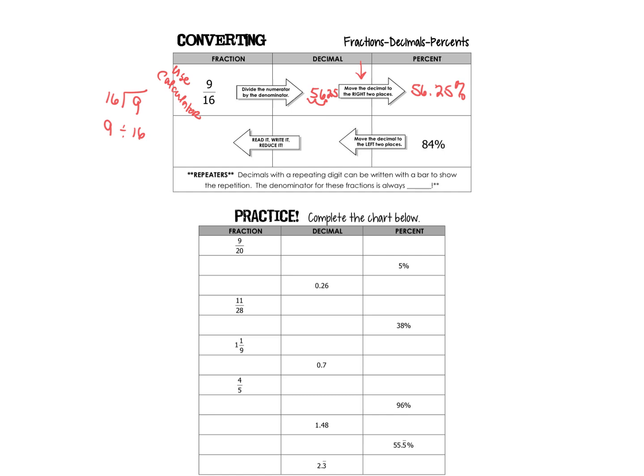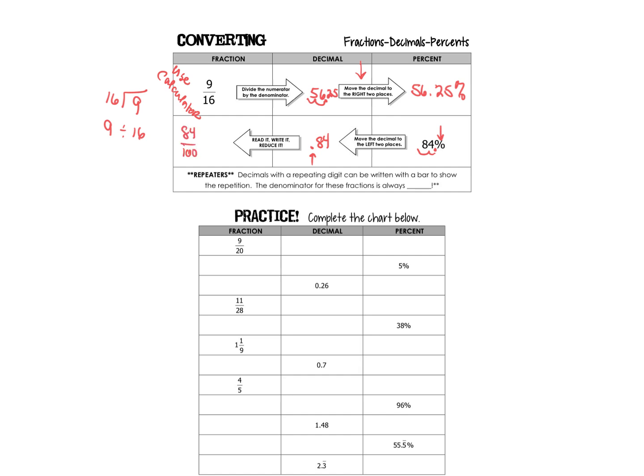When you're going from a percent to decimals, you do the opposite. You change this to a decimal and move it 2 places to the left, 1, 2. So that gives you 0.84. And really, a decimal means out of 100. So to change it to a fraction, you put 84 over 100.